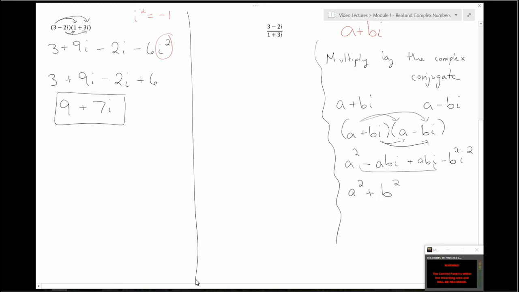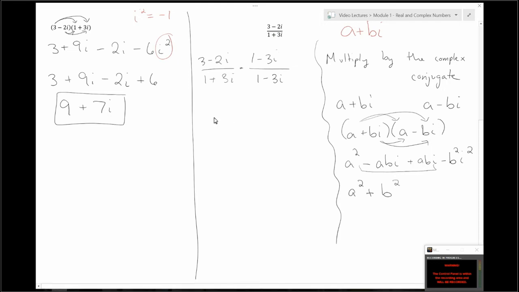We have 3 minus 2i over 1 plus 3i. So what I want to do is multiply by 1 minus 3i. Now, in order to not change the number, I need to multiply by 1, which means I need to multiply the top and bottom by the same thing, right? Because if I do that, I'm really just changing the way this number looks, but I'm not really changing the number itself.